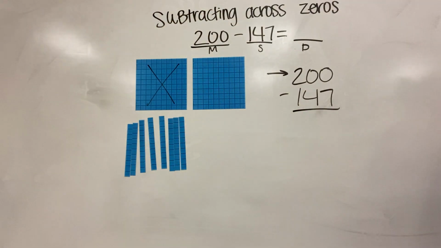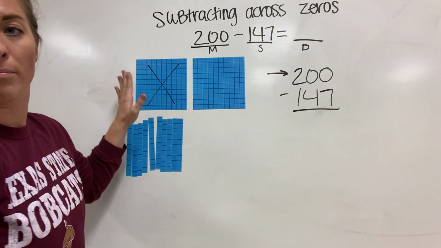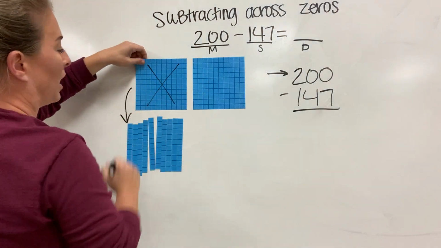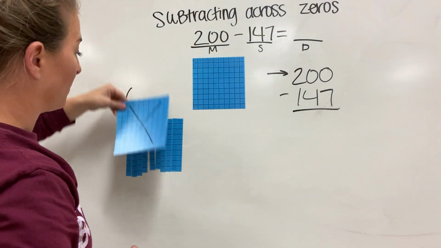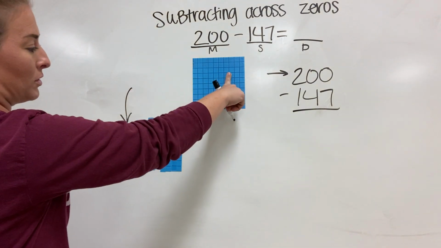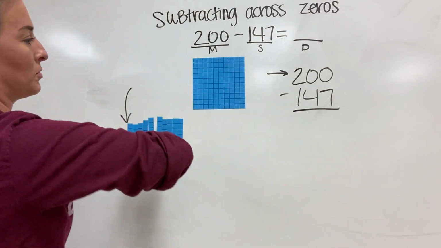Now my algorithm needs to match my base 10. So I got rid of a hundreds block and I changed it to 10 tens. So it's the same thing. This is 100, that is 100. So I still have 200. You see that? I have 100, 100. So this is still 200.